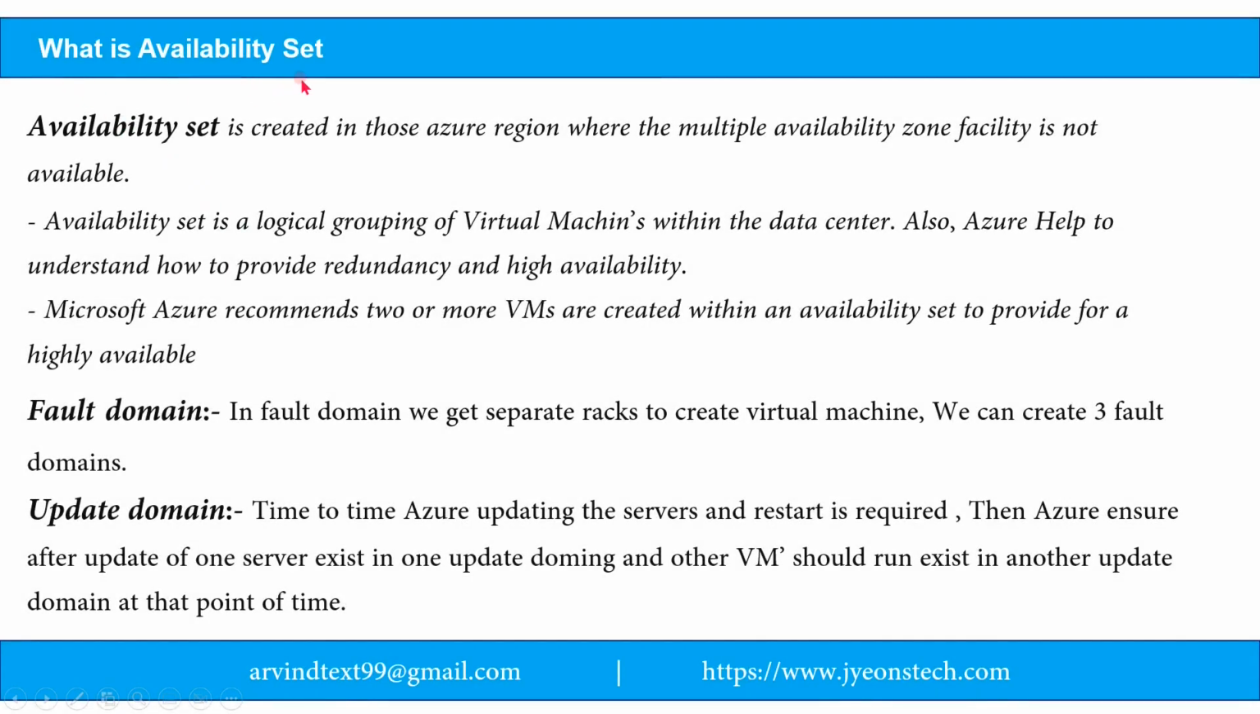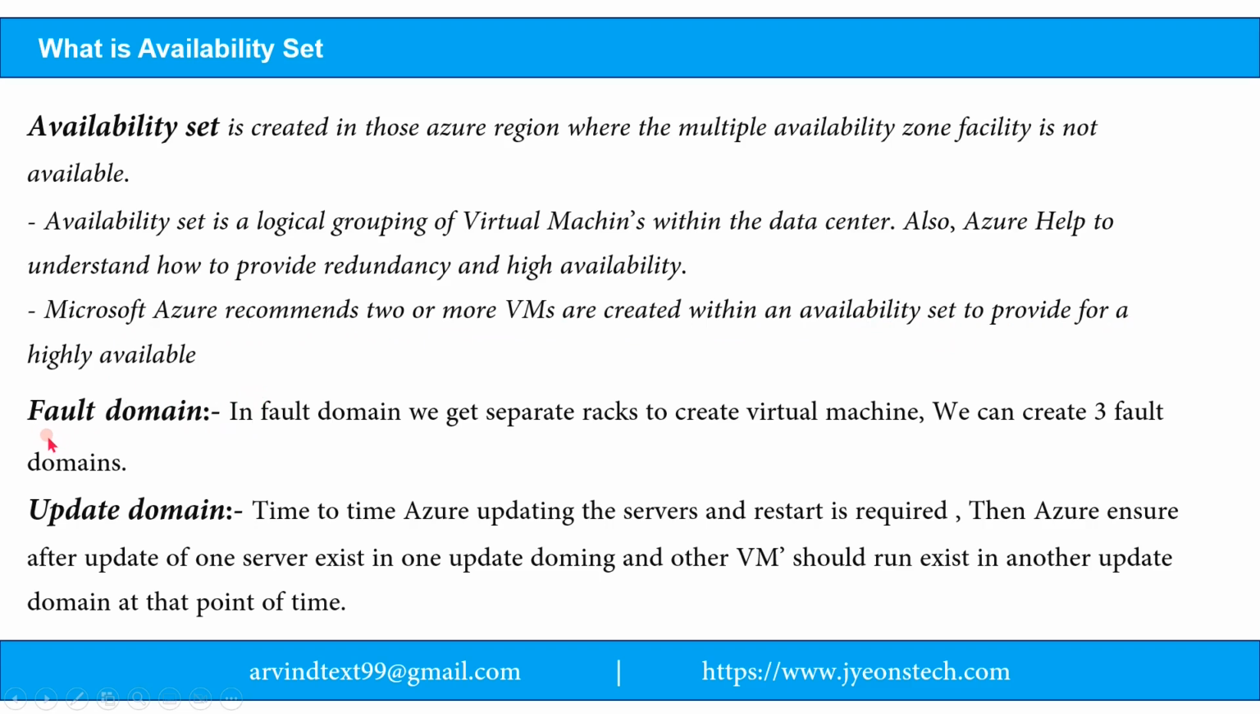So let's see what is availability set. Okay, so availability set is created in those Azure regions where the multiple availability zones facility is not available. Okay, so this is an important point. Availability set is a logical grouping of virtual machines within the data center. Also Azure helps to provide redundancy and high availability. Microsoft Azure recommends two or more VMs are created within an availability set to provide high availability.